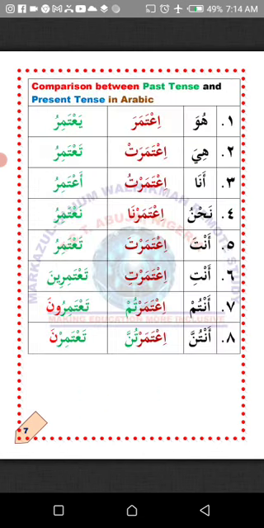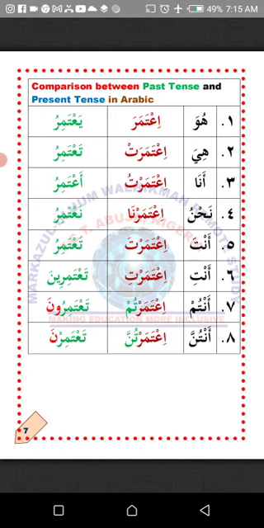MashaAllah. Now the comparison between Madi, past tense, and Mudari', present tense. Wahid, number one. Huwa, he. I'tamara, he has performed Umrah, or he performed Umrah. Ya'tamir, he is performing Umrah, or he performs Umrah. Ithnan, number two. Hiya, she. I'tamarat, she has performed Umrah, or she performed Umrah. Ta'tamir, she is performing Umrah, or she performs Umrah.